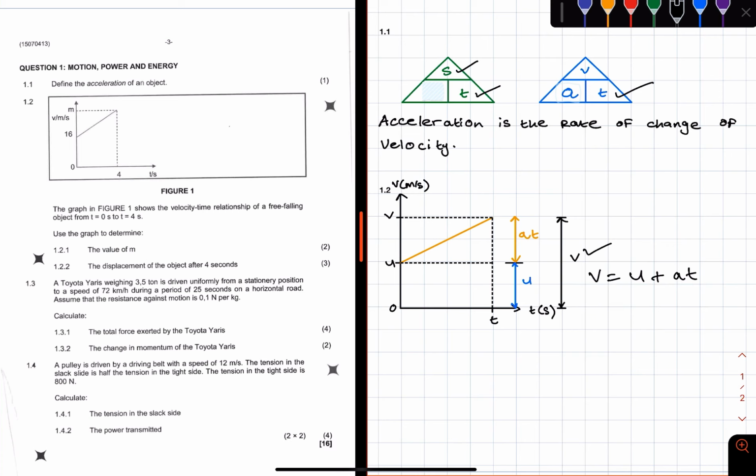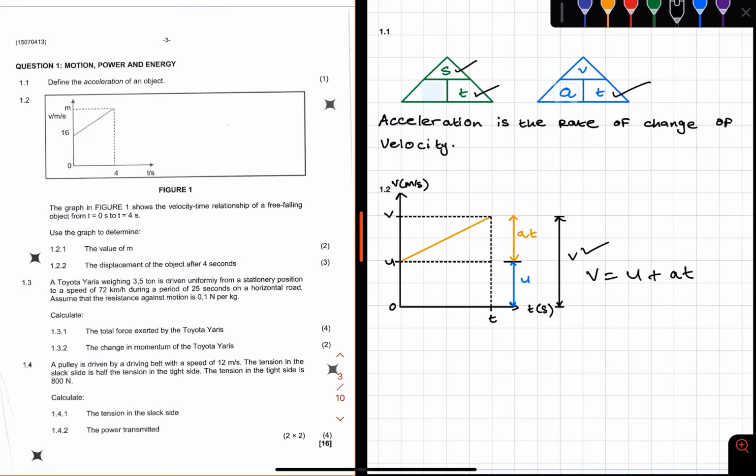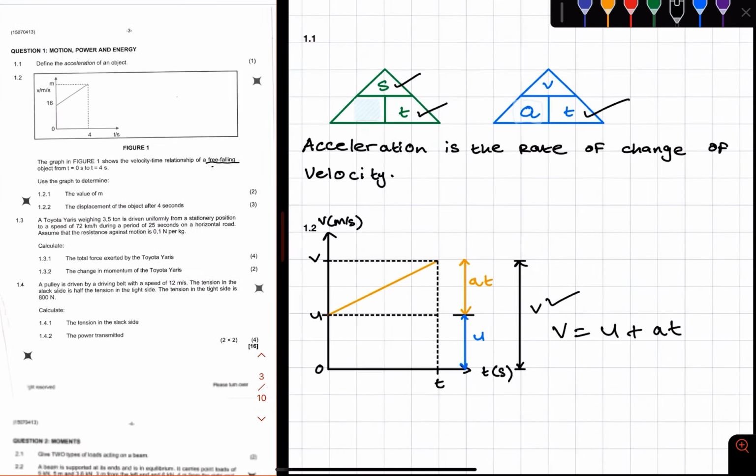Figure 1 is very similar to this graph, right? The only difference is that in figure 1, v is named m. So m in figure 1 we will take as our final velocity. Also, since this is free falling, the acceleration we will use is gravitational acceleration. Now, what do we mean by that?